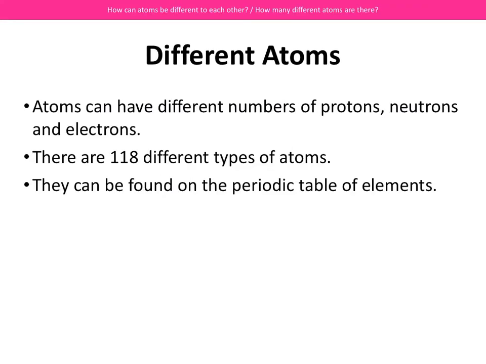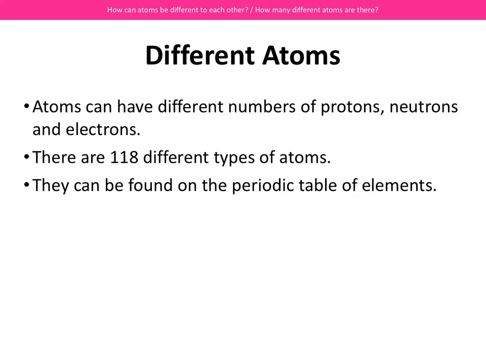Now, I said the previous diagram was a representation of a sodium atom. So there are different types of atoms, and what makes them different is the number of protons. They can also have different neutrons, and they can have different numbers of electrons too. Now, in total, there are 118 different types of atom, and only about 92 of those occur naturally or exist in nature. So that means nearly every single thing in the entire universe is made from those 92 different types of atoms.